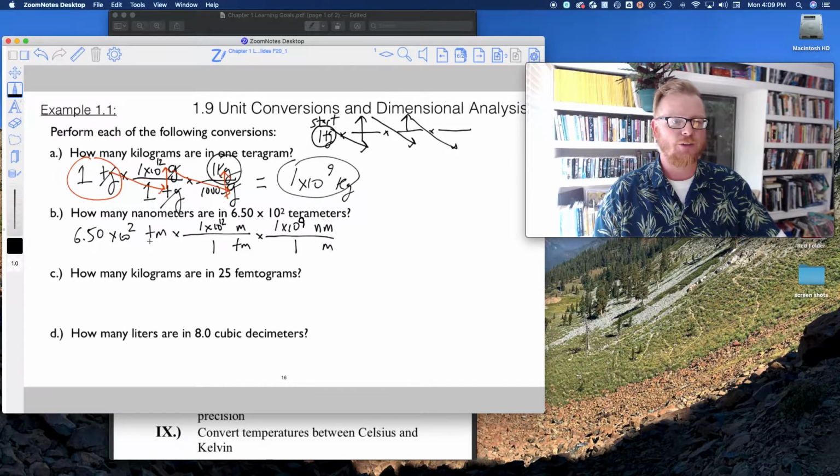All right. And so now I can say terameter cancels with terameter, and meter cancels with meter, and I'm left with nanometer, which is what I'm trying to get to.